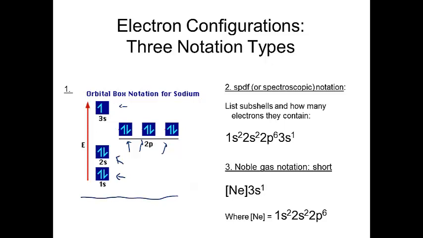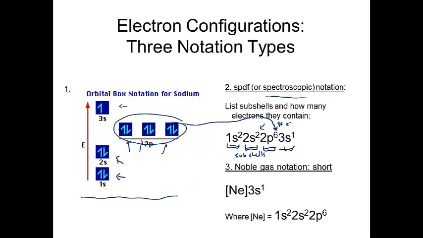The SPDF notation, also called the spectroscopic notation, essentially shows subshells and how many electrons are in those subshells. So on the bottom, we write the subshells, and on the top, we put the number of electrons in the subshell. So notice there's 6 electrons in the 2p subshell, and that's what that 6 is there. The way you say this is 1s2, 2s2, 2p6, 3s1.